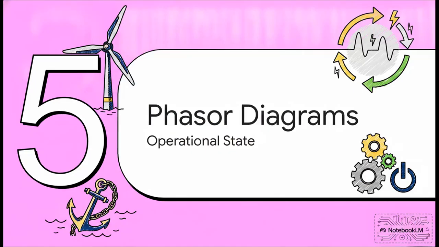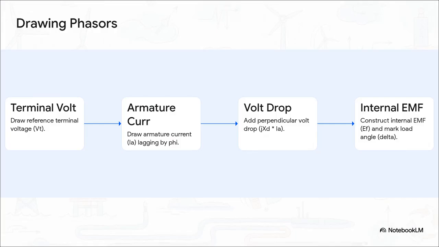Finally, let's wrap up with Part 5, Reading Phasor Diagrams. Let's bring the math and the physics together so you can map out exactly what is happening inside the machine. It's a simple step-by-step. First, you start by drawing your reference terminal voltage. Then, you draw your armature current, making sure to account for its power factor lag. Next up, you add the perpendicular voltage drop that's caused by the synchronous reactance. When you connect your origin to that final point, boom, you've constructed the internal EMF of the machine. And that angle right there between your terminal voltage and that internal EMF, that is your load angle, delta.